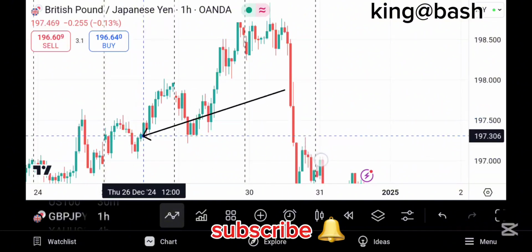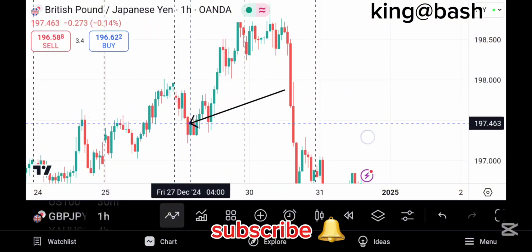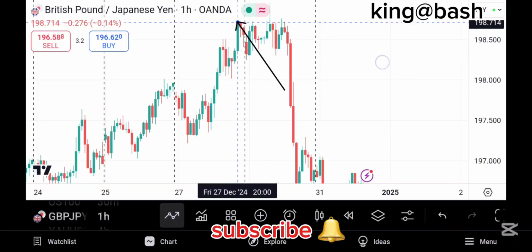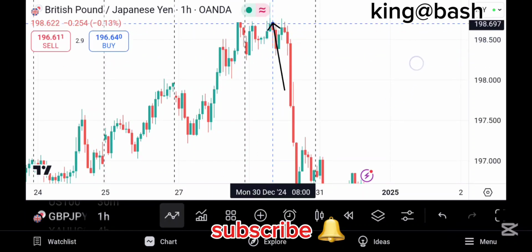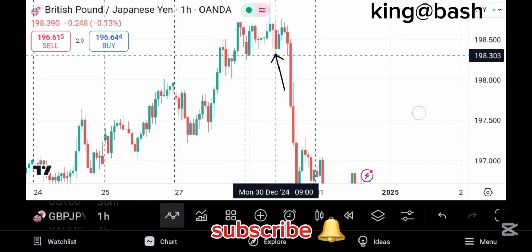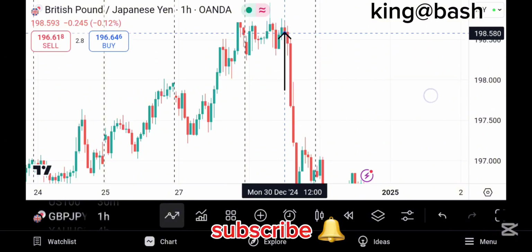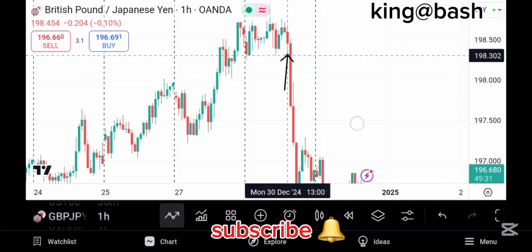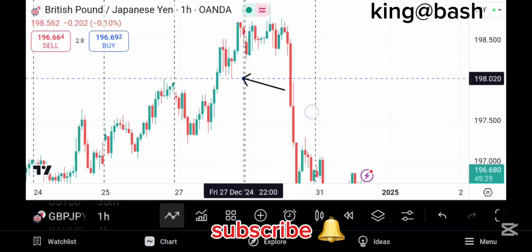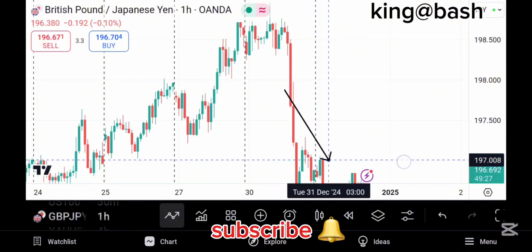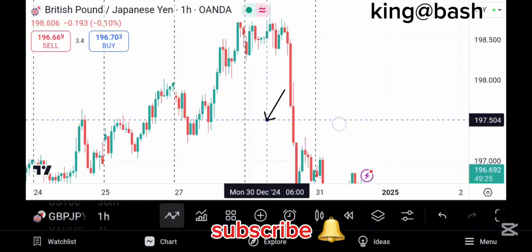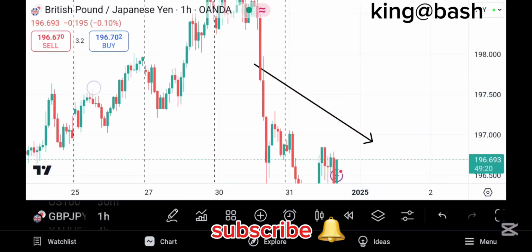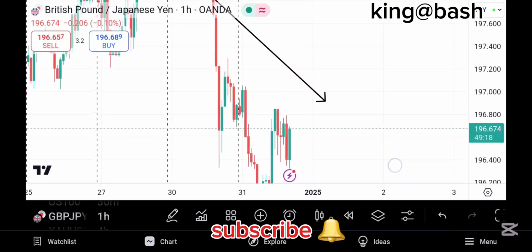Price is making higher highs, higher lows, higher highs, higher lows, then equal high, then price makes equal low here, equal high again here, then price broke down here. Can you see after price took out all this low aggressively? It is now going from a bullish trend to a bearish trend. So from now we know that price is in a downtrend.